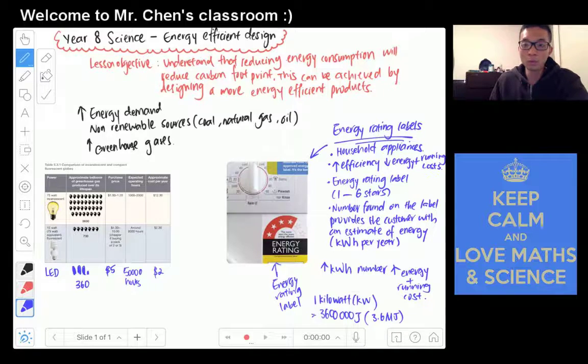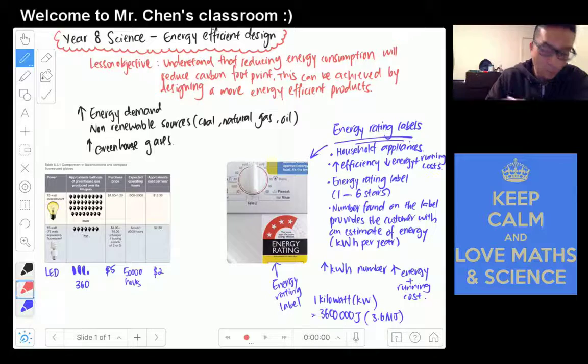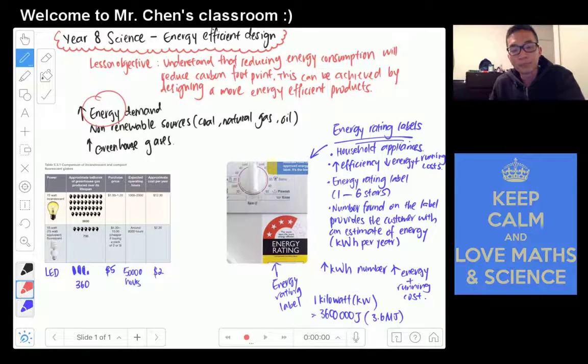As we know, never before in our life have we had such an increased energy demand, because of increased population and so many things involved are based on technology, and obviously technology needs electricity to run.